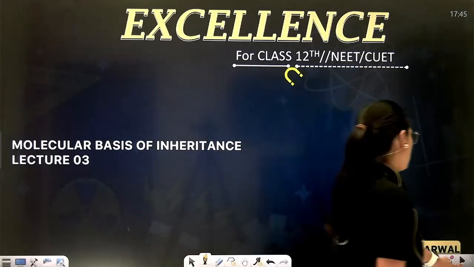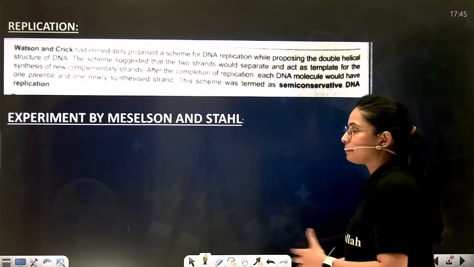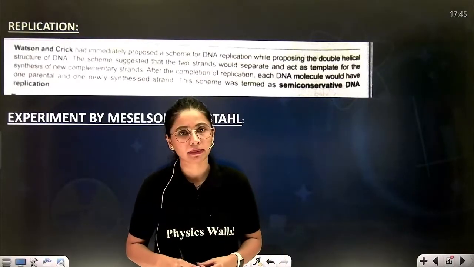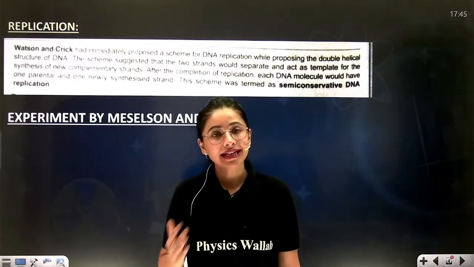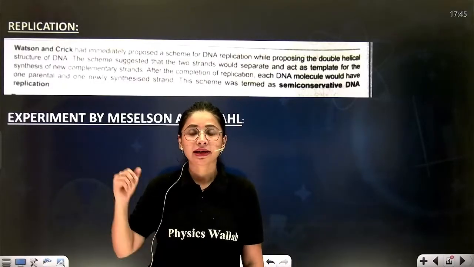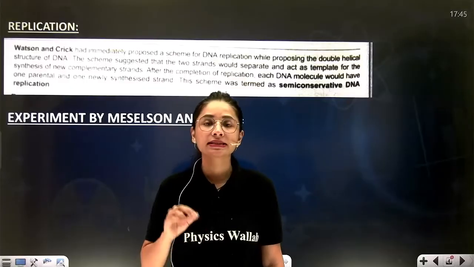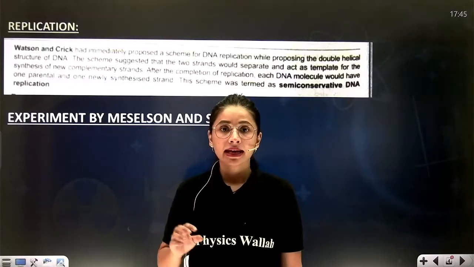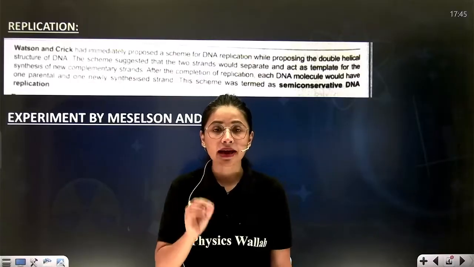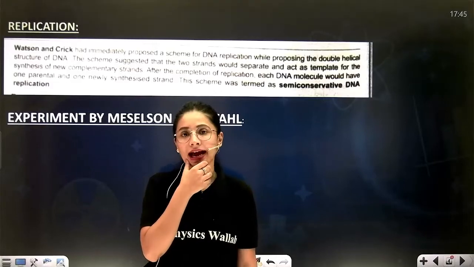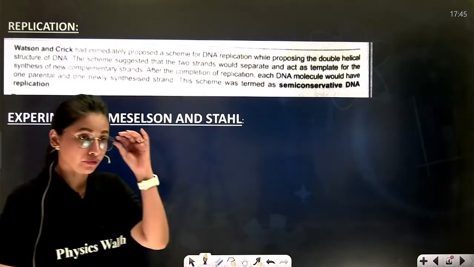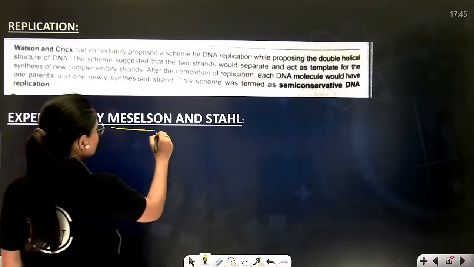Beta, replication means copying of DNA to produce new DNA strand. Now, how does replication take place, what is the mechanism behind replication, that we are going to study today. But before we start with the mechanism of replication, there was one experiment performed by Meselson and Stahl that explains that DNA replicates semi-conservatively while they were working with E. coli as an experimental organism. So first we are going to check out the experiment by Meselson and Stahl.